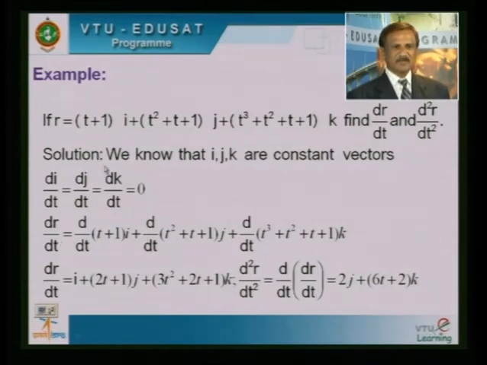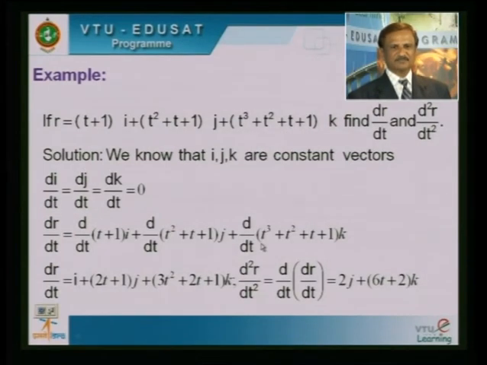How do you calculate d by dt of the given function? You can differentiate term by term. d by dt of the first term (t plus 1) into i, plus d by dt of the second term into j, plus d by dt of the third term (t cube plus t square plus t plus 1) into k. I hope as usual you can differentiate, as in the case of ordinary functions. I will keep i as it is. The derivative of t with respect to t is 1, and the derivative of 1 is 0. That's why I hope you'll get i.